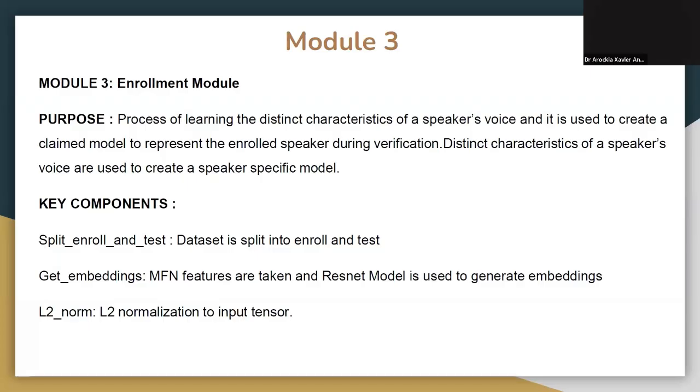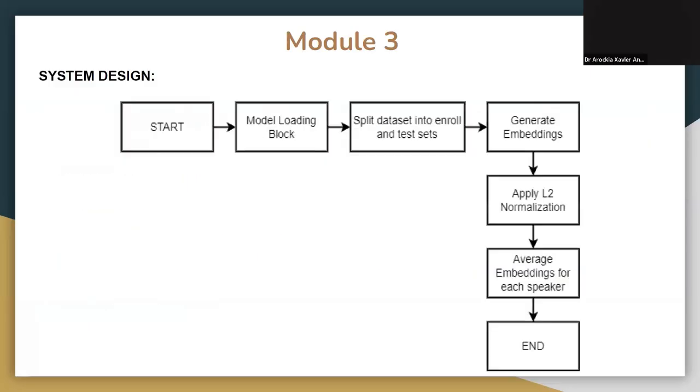Instead, we can call it as train and test again. It gets the embeddings of MEL filter bank features, and a ResNet model is used to generate the embeddings. Over and above that, L2 normalization is applied to the embeddings. So this is the flow: split the dataset, generate embeddings, apply normalization on the embeddings, and average embeddings for each speaker.